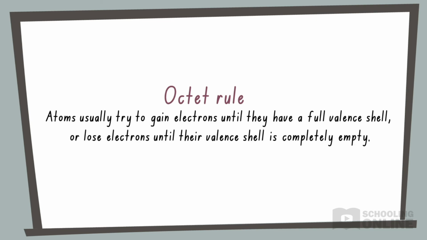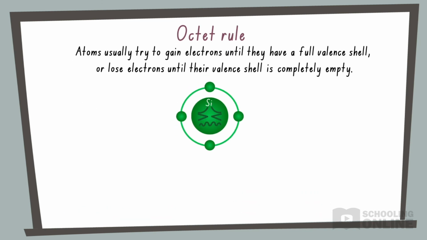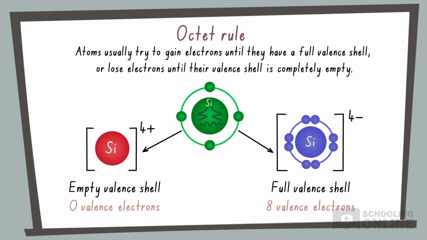We can see this principle in action through the octet rule. It states that atoms usually try to gain electrons until they have a full valence shell, or lose electrons until their valence shell is completely empty. Consequently, when atoms participate in chemical reactions, they typically aim to have 0 or 8 valence electrons.